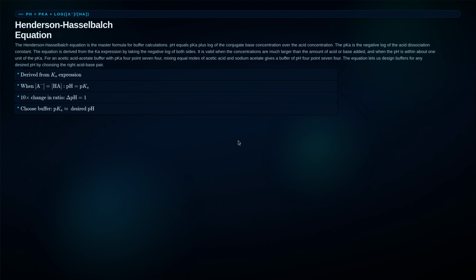It is valid when the concentrations are much larger than the amount of acid or base added, and when the pH is within about 1 unit of the pKa. For an acetic acid acetate buffer with pKa 4.74, mixing equal moles of acetic acid and sodium acetate gives a buffer of pH 4.74. The equation lets us design buffers for any desired pH by choosing the right acid-base pair.